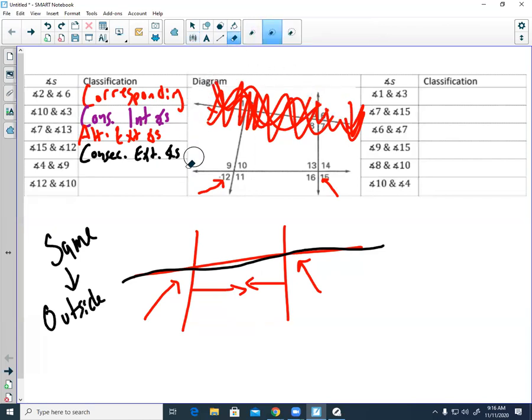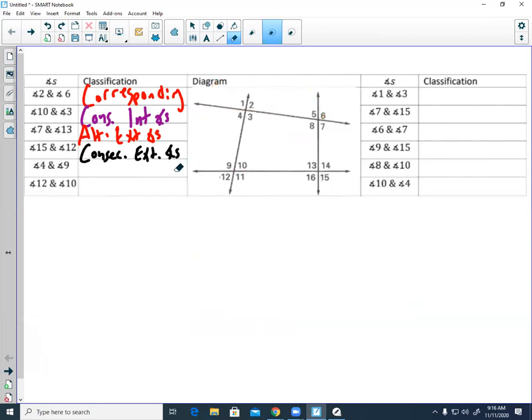Okay. I'm going to erase this and we're going to do one more together. And then I'm going to just hang out here and you guys can ask questions if you have questions. But I'm going to pick one that's a little bit different. Actually, I'm going to pick two that are a little bit different. So right here, I'm going to go through 6 and 7. So 6 and 7 are those two angles right there.